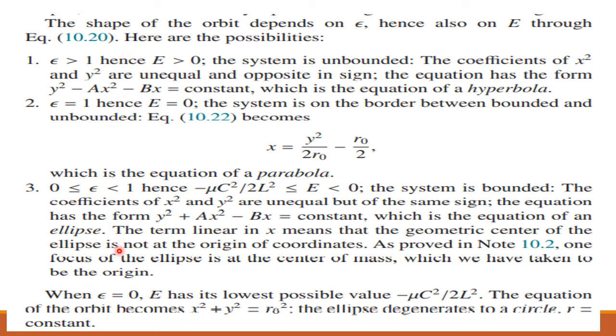These are the four different possibilities as the value of energy varies, in the case of any type of planetary motion, whether it is the movement of a comet, planets, satellites or any bound system. Thank you.